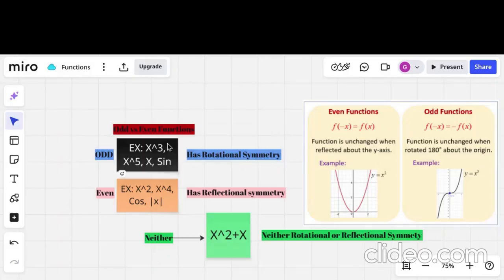Essentially, a good rule of thumb is if it's shifted either left or right from its base form, it's probably not going to be either odd or even. But in some cases, it still can be, especially if it's just shifted up and down. But any kind of motion will generally cause it to lose its symmetry.